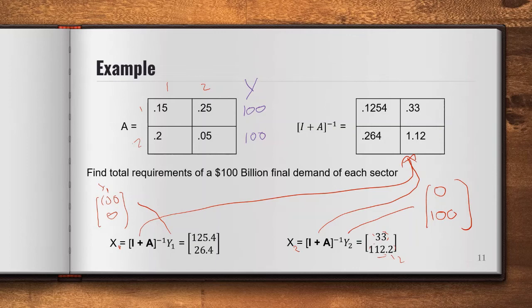By just having this recipe matrix over here and knowing the final demand, you are able to calculate what the total requirement is. So this is a very good and very exciting thing to know. This is why I'm calling it a very powerful tool.